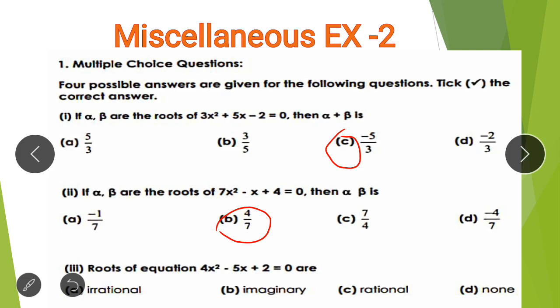Fine. Next is, the roots of the equation are what? Here the equation is given and you are going to tell the type of the roots. And the type of the roots is determined by what? It is determined by the discriminant. So you are supposed to find the discriminant here. The discriminant is b square minus 4ac. So now calculate the discriminant. Okay. Of course, the discriminant will be less than 0. Therefore, the roots will be what? Imaginary. Then you can circle the B part.